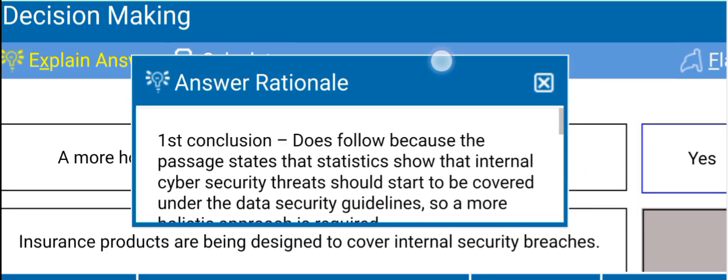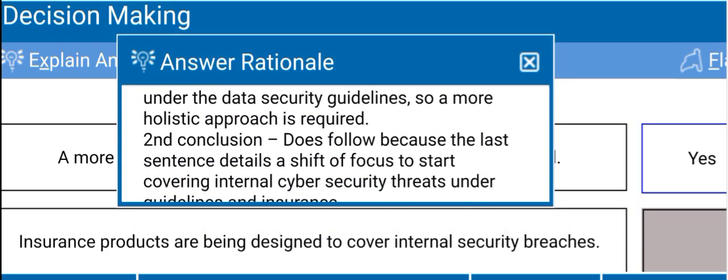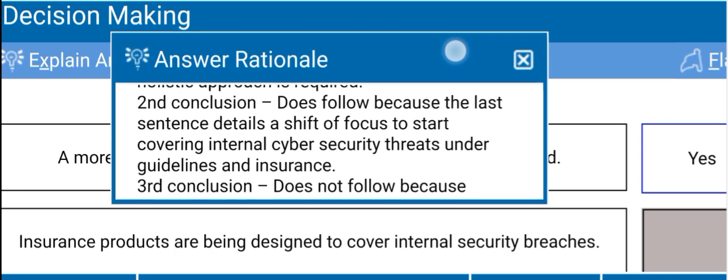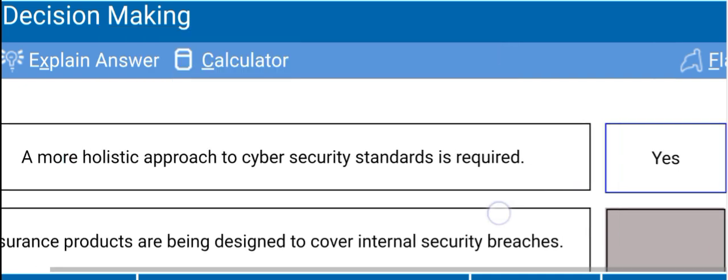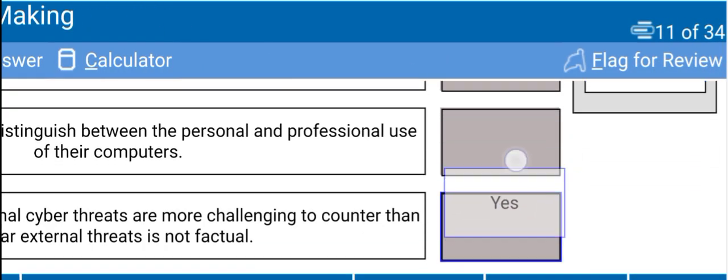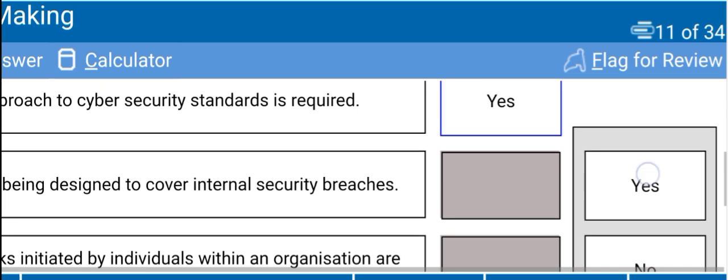Second, we have that insurance products are being designed to cover internal security breaches. This one does follow because the last sentence details a shift of focus to start covering internal cybersecurity threats under guidelines and insurance. So it does follow. So again, we will drag a yes and drop it here.